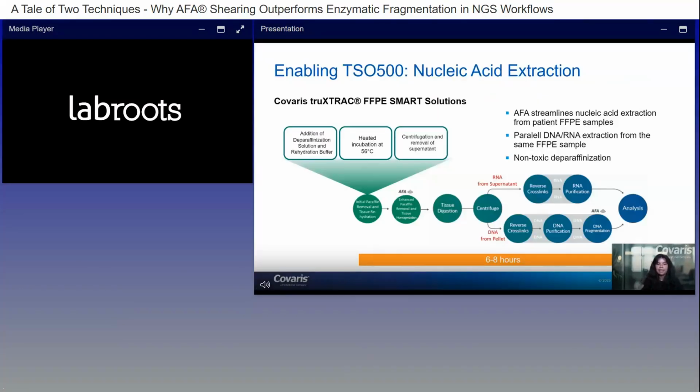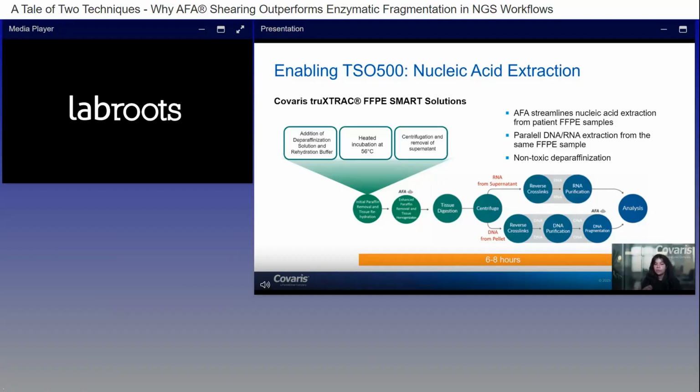And I'd really like to highlight how AFA is able to deliver on both of these requirements, starting with nucleic acid extraction. So even though we've been talking about AFA in the context of DNA shearing, sonication is a very versatile tool, and it can be used in a wide range of workflows. In order to enable TSO 500, we can really highlight Covaris's TrueExtract FFP Smart workflow.